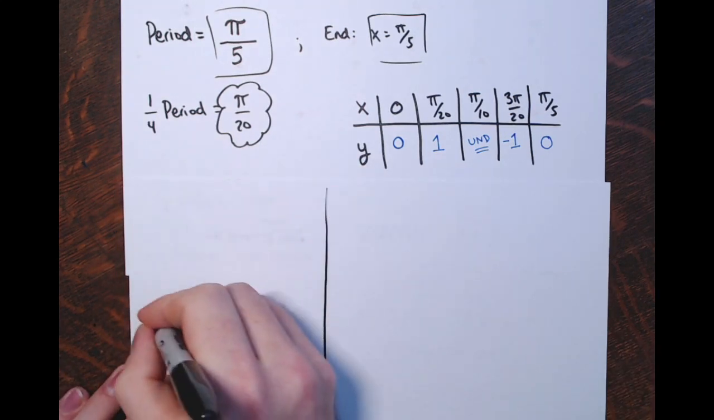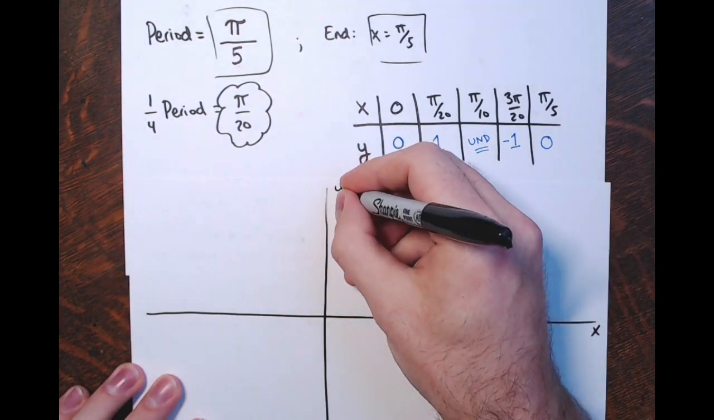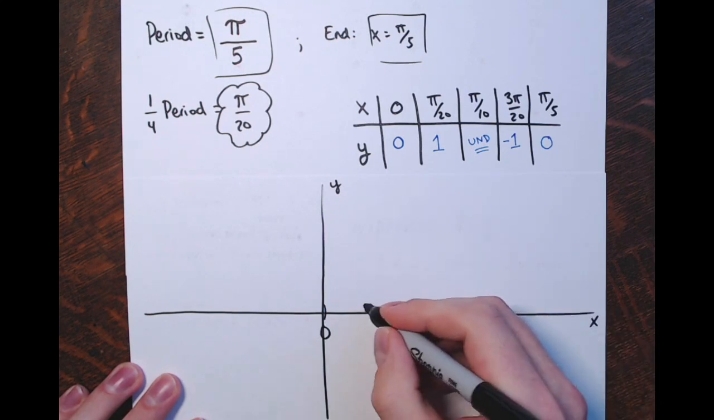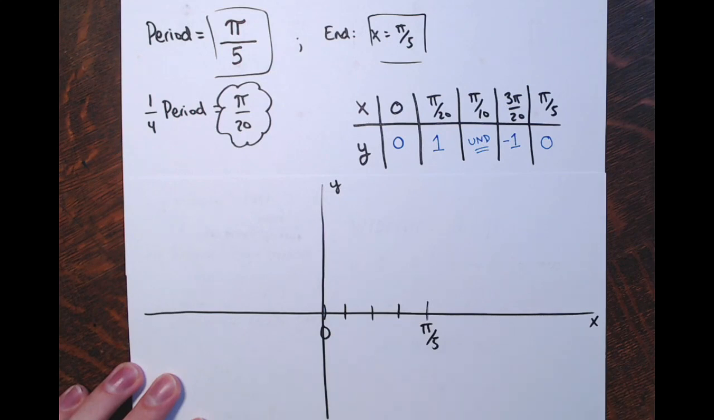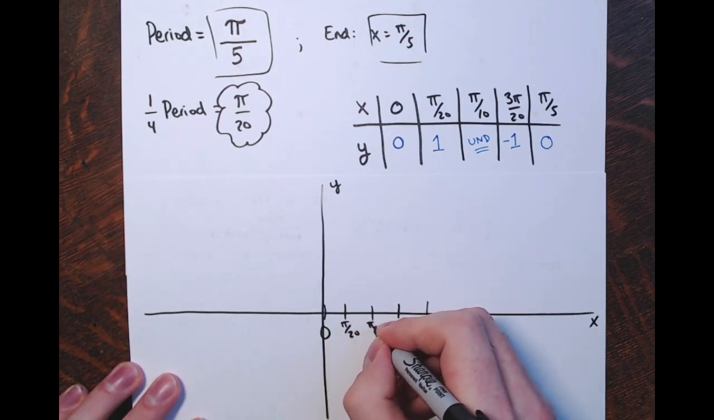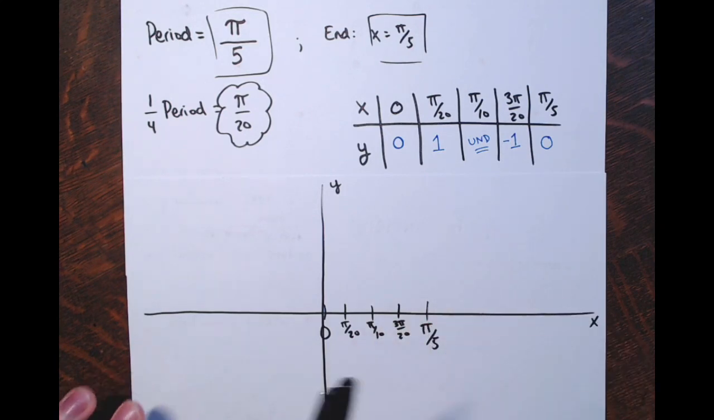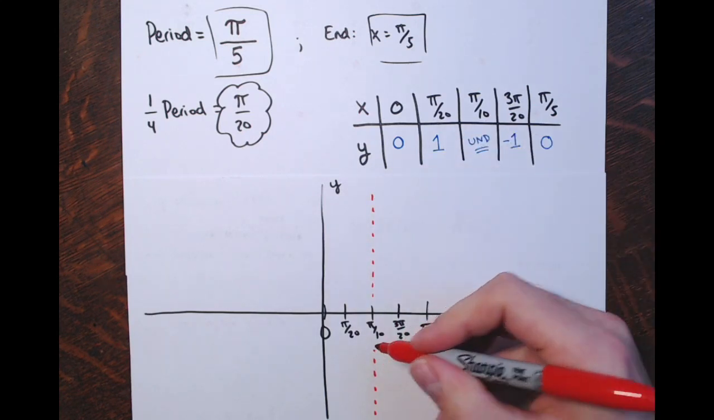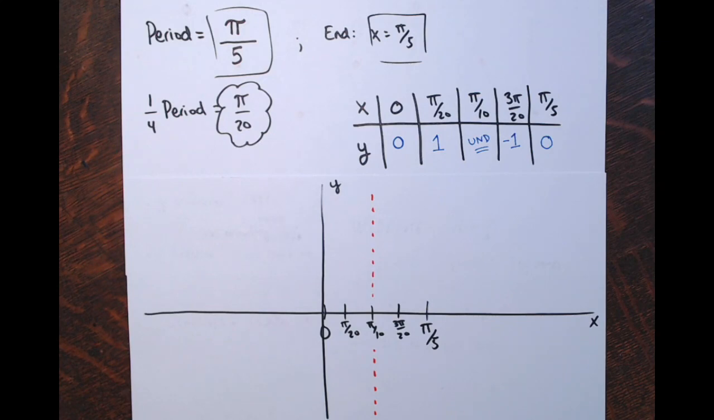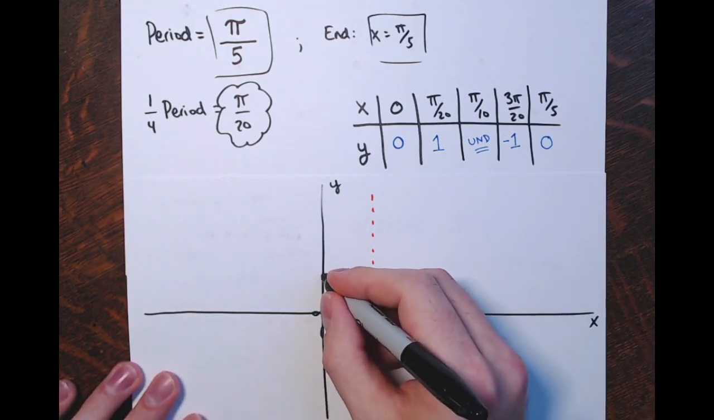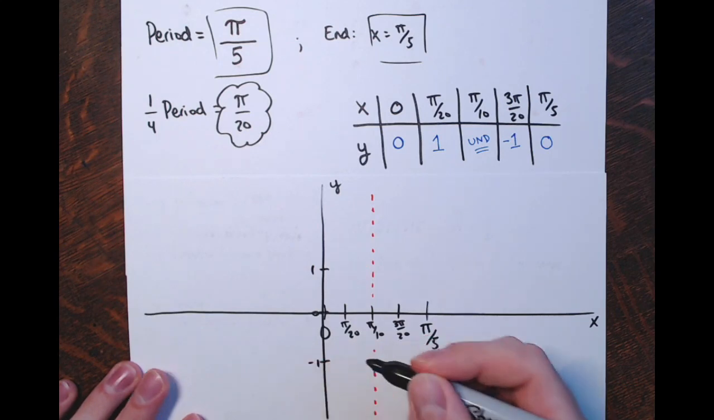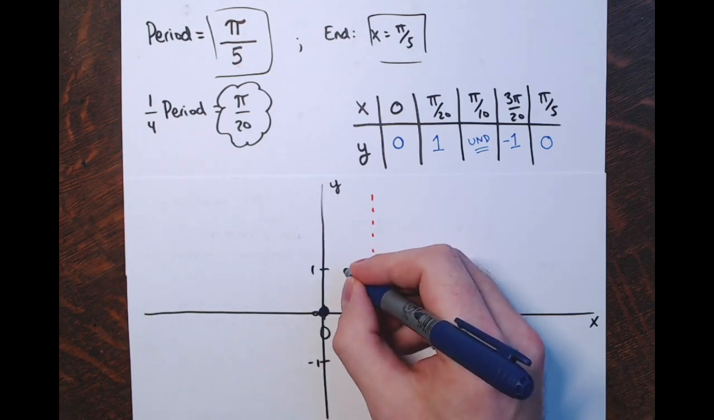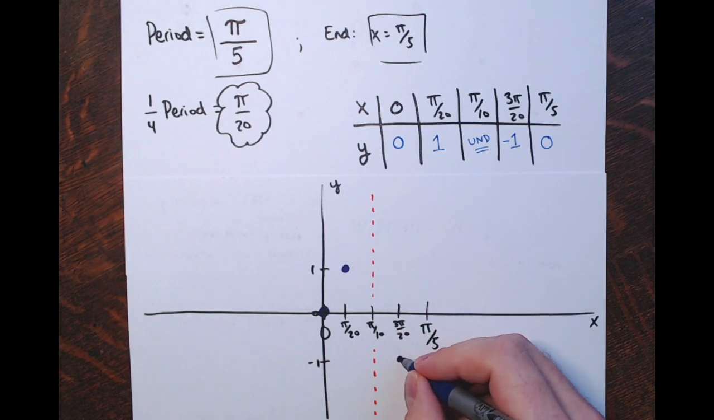So again, let's say here's 0, and let's put pi over 5 here, and I break this into quarters. Everything's evenly spaced. And here's pi over 20, here's pi over 10, here's 3 pi over 20. I said there'd be an asymptote at pi over 10. This function is undefined, has no value at pi over 10. And then the outputs that show up here are 0, 1, and negative 1. Let's plot them. So we got (0, 0), (pi over 20, 1), (3 pi over 20, negative 1), and then (pi over 5, 0).